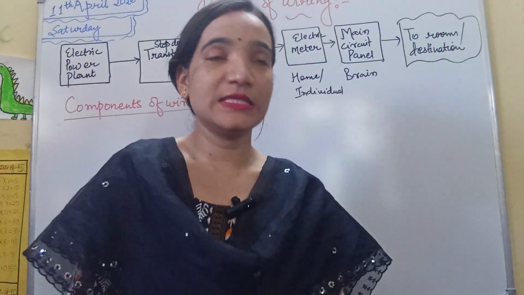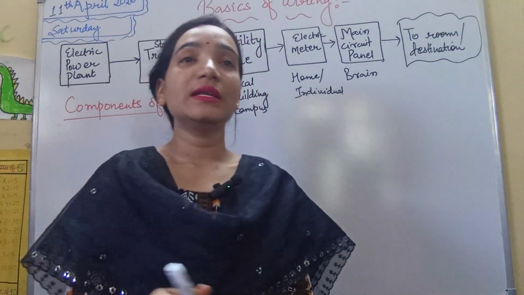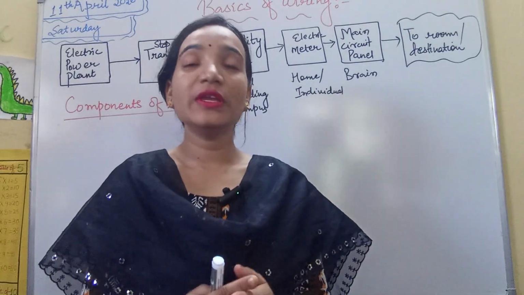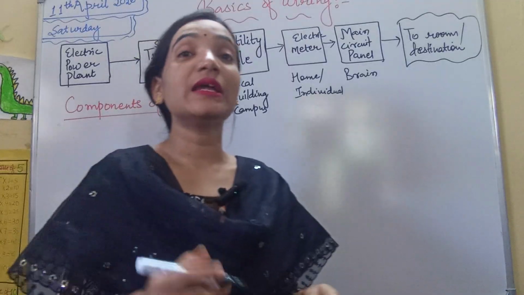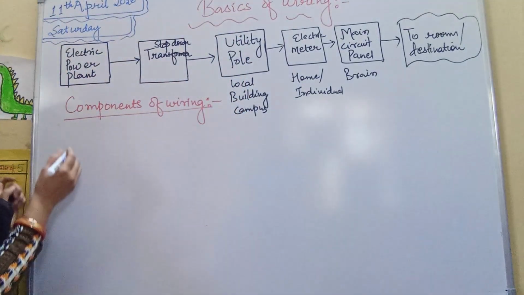So first we will see wiring. Like I said, it is a wire. So we need wire for wiring. There are various colors that are used in wiring that we need to understand.